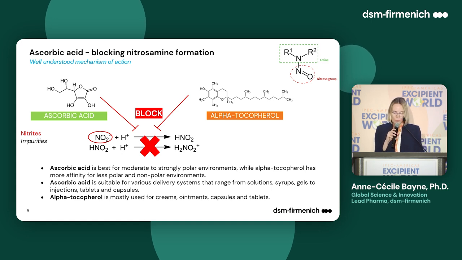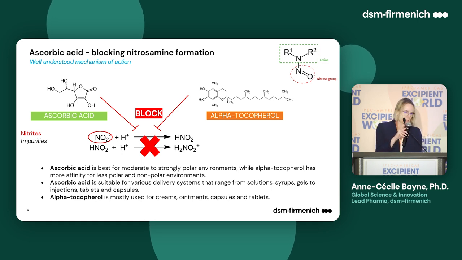So how do these two molecules block nitrosamine formation? Well, nitrates, which are often found as impurities in excipients, will form nitrosating agents like nitrous acid, and they will further transform and react with the vulnerable amine being present. And both ascorbic acid and alpha tocopherol can interact rapidly with the nitrosating agent being around, and in this way they stop the nitrosamines from being formed. So this is really a redox process, and they reduce the nitrosating agent to non-nitrosating nitric oxide, and without nitrosating agents, no nitrosamines are formed.